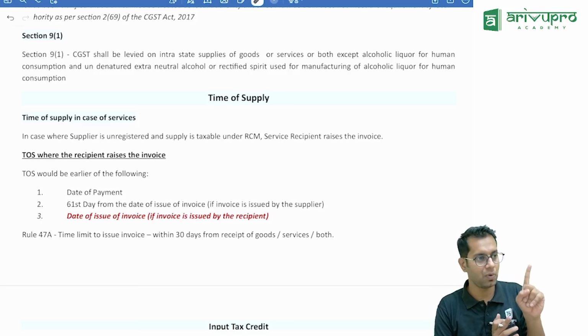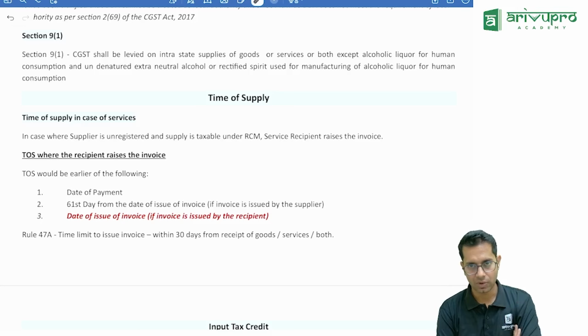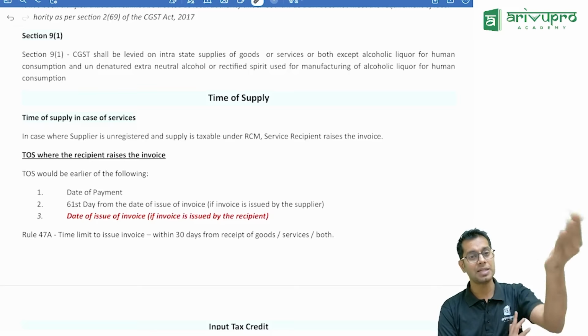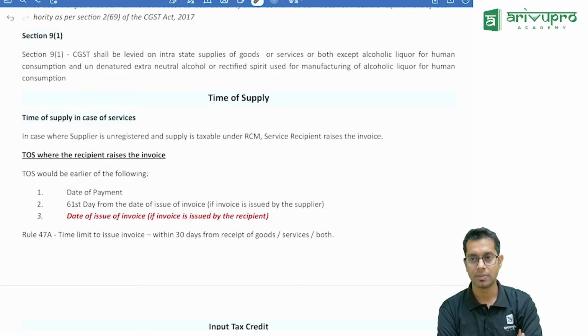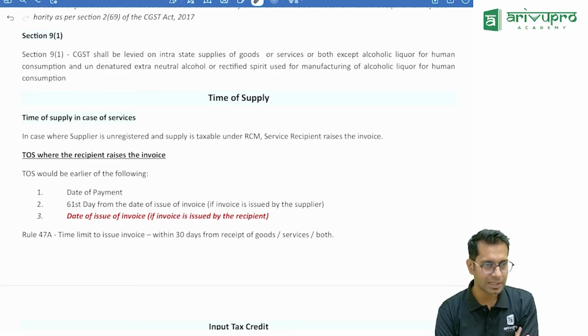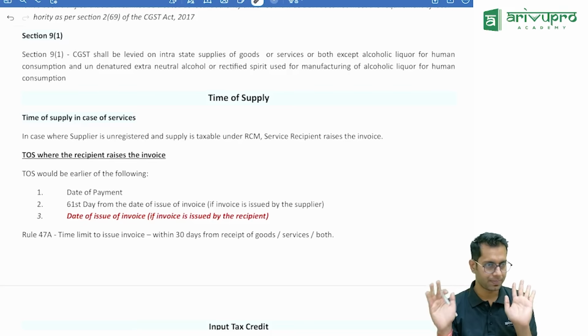You remember, for input tax credit, one of the conditions is that you should have possession of a tax invoice. I can take input tax credit only if I have possession of a tax invoice. Now, for RCM purchases, the supplier will not give the invoice to me. Legal services are taxable under reverse charge. The advocate will not give an invoice to me. So how will I take the input tax credit when I don't have an invoice at all? I myself should give the invoice to me.